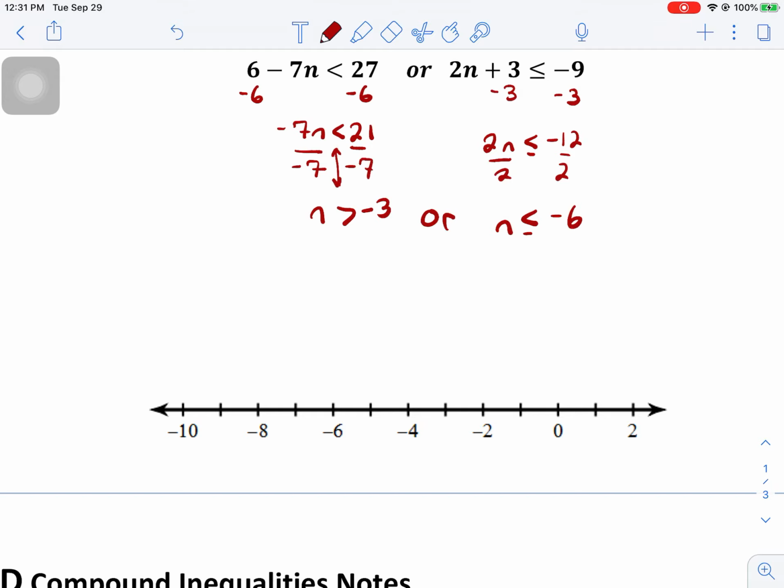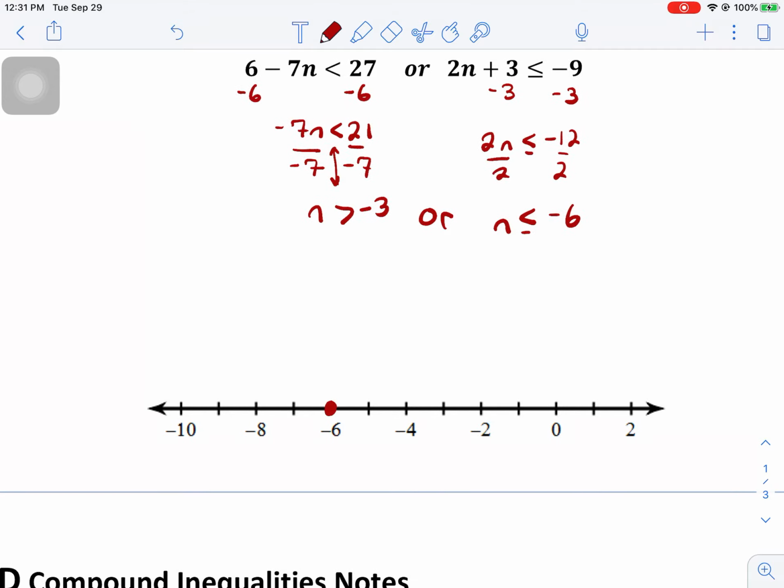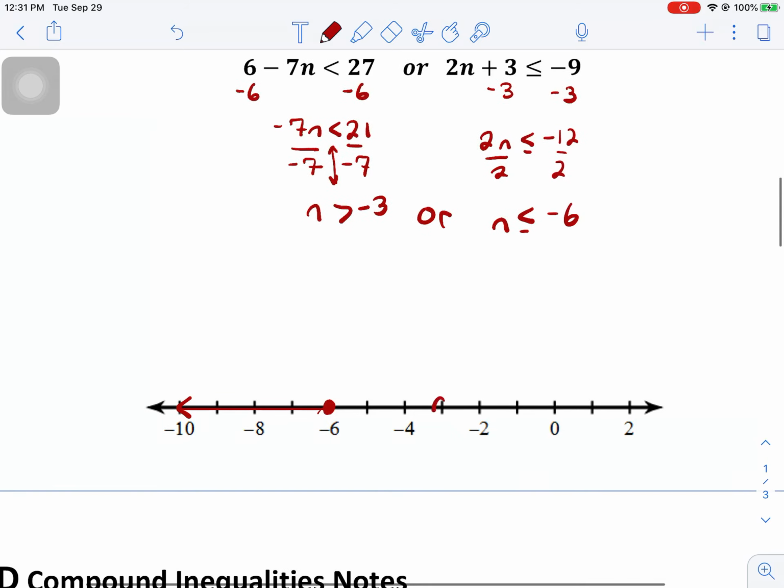So this is saying n is greater than -3, or n is less than or equal to -6. So -6 is a closed circle, less than is going to the left. At -3, we have an open circle, and n is greater than that, so it's going to the right. So all of our "or"s: arrow to the left, arrow to the right, "or".